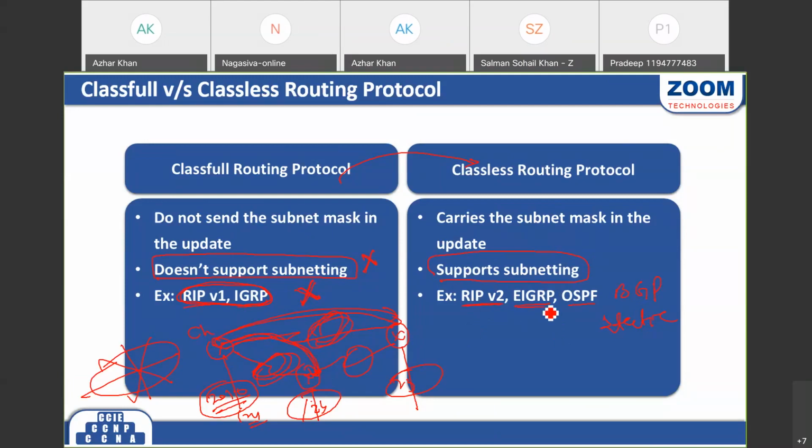RIP version 2, EIGRP, OSPF carry the subnet mask in the update. So nowadays we are using only classless routing protocols: RIP version 2, EIGRP, OSPF. RIP is outdated, RIP version 1 and version 2 we are not using, but we need to understand how it works. Then you can easily understand EIGRP and OSPF also. Got it? Got the difference between classless and classful routing protocols? Is it okay?